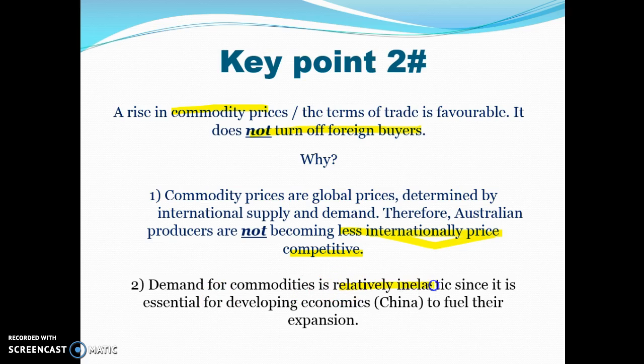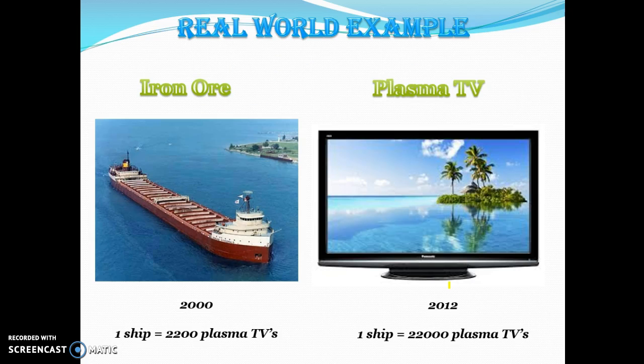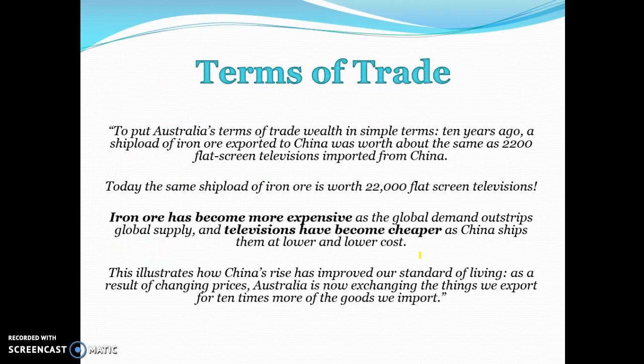Demand for commodities is relatively inelastic because it's essential for countries like China, and therefore the total amount of income that we receive for commodities would generally go up. I won't go through this because I went through it in class, but basically this ton of iron ore can now buy us 10 times as many TVs in 2012 as it could back in 2000.